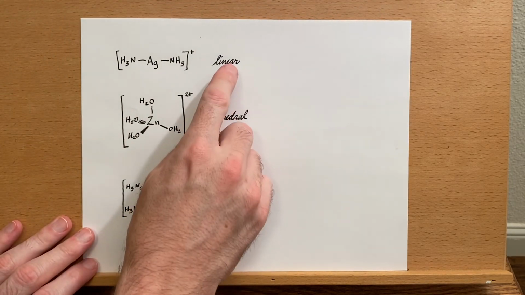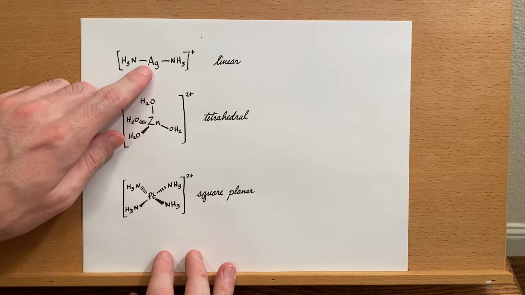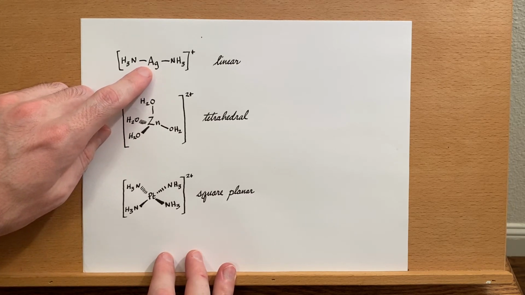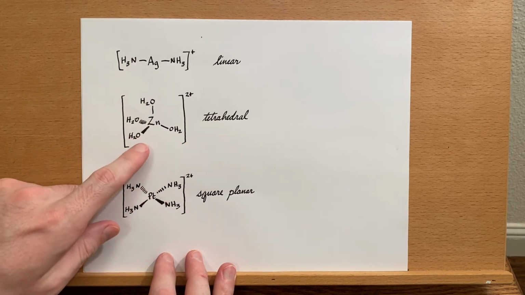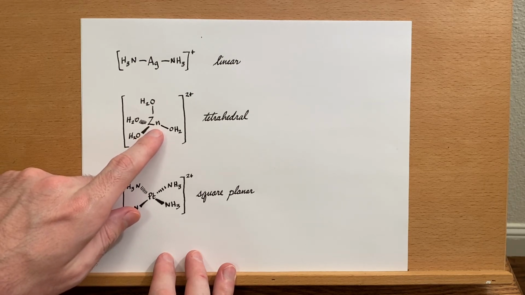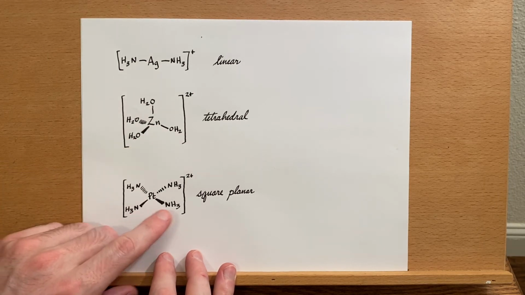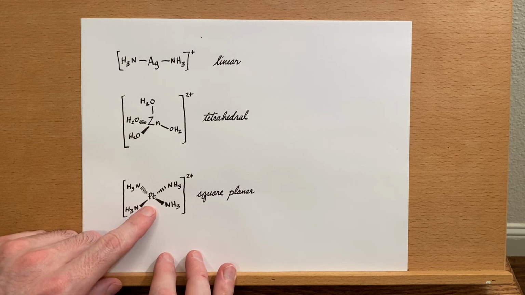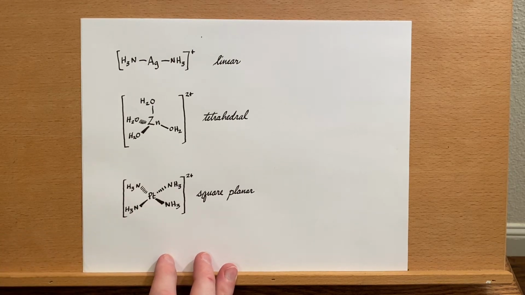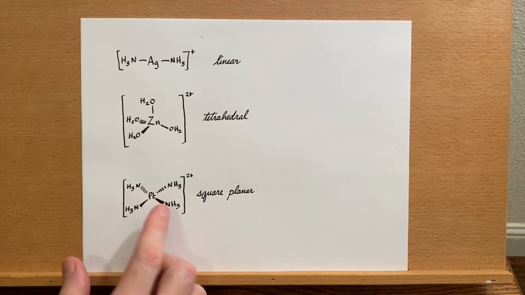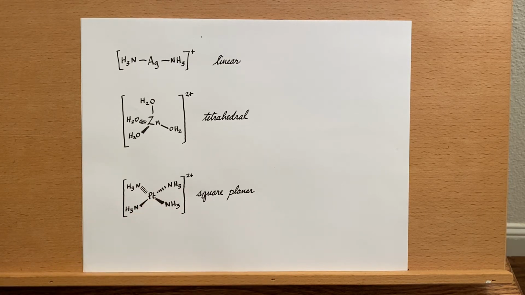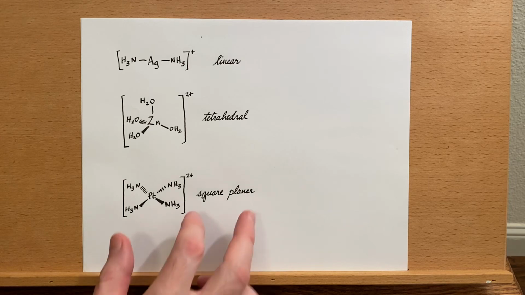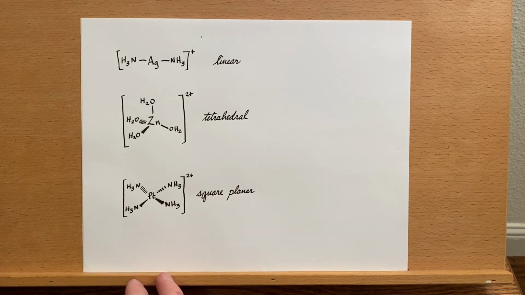We have a linear geometry, as illustrated by this silver complex. We have tetrahedral by this zinc complex. And we can also have square planar by this platinum complex. Now, you'll notice that platinum is a d8. It has 8 electrons because it's a +2. And a lot of times those tend to form square planar complexes.